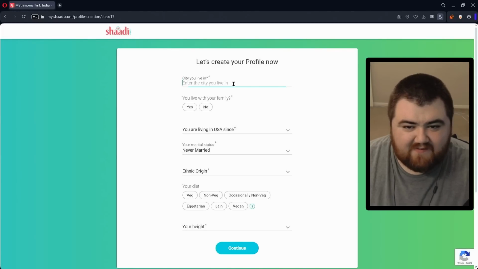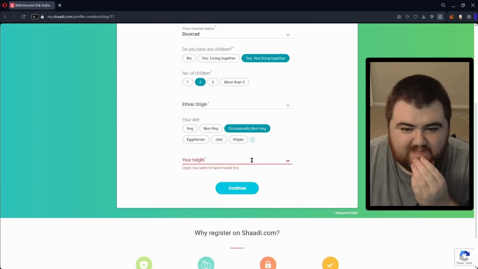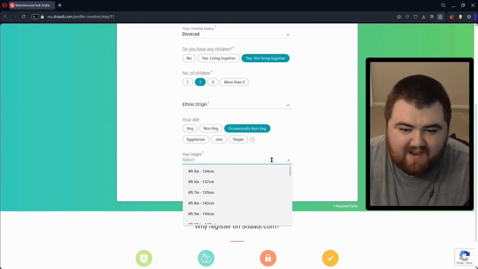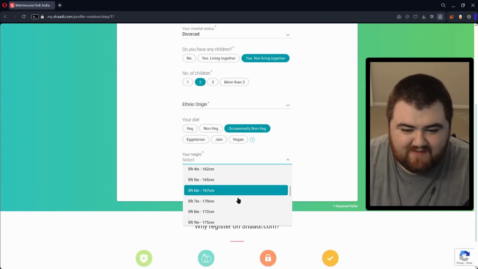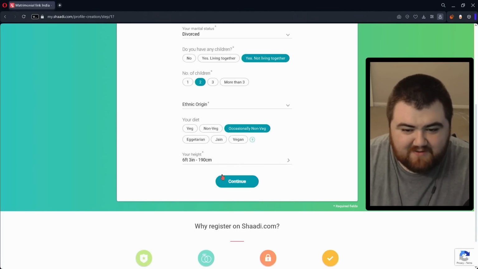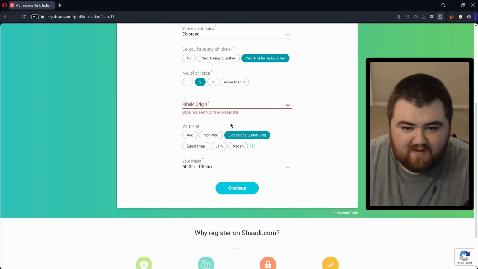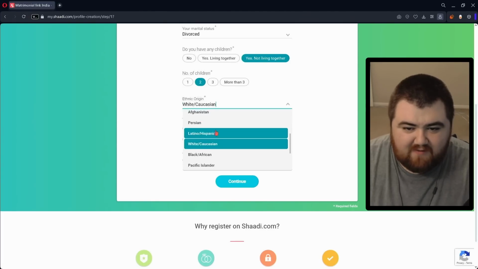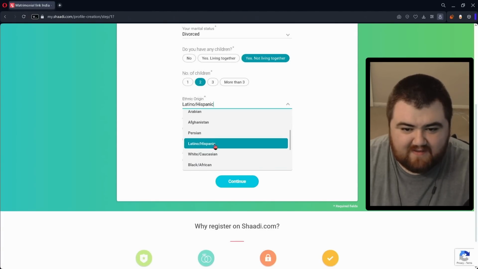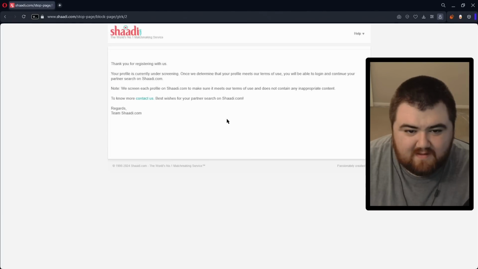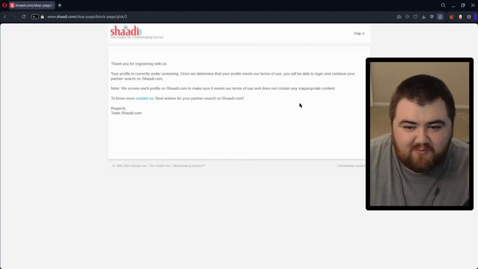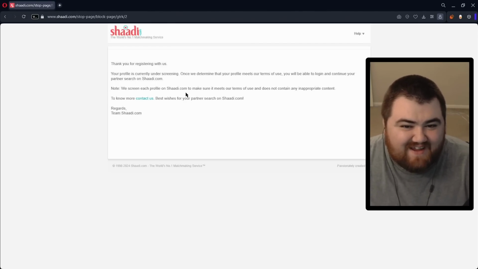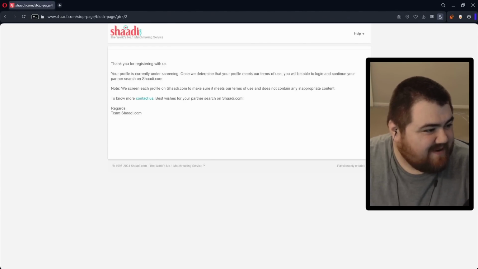Brother, what is this? Guys, it asks for your height. Like as a prominent thing, it asks for your height. That's crazy. That's wild. All right, 190 centimeters. Oh, ethnic origin. White Caucasian. Well, I'm also Latino Hispanic. White Caucasian. Oh man, it's under screening. Dang it. I guess it's not gonna work today.